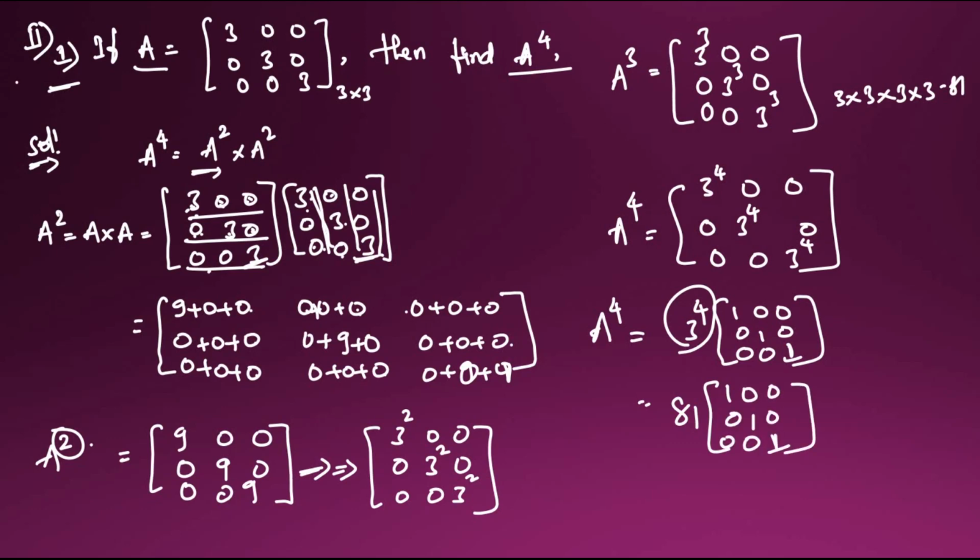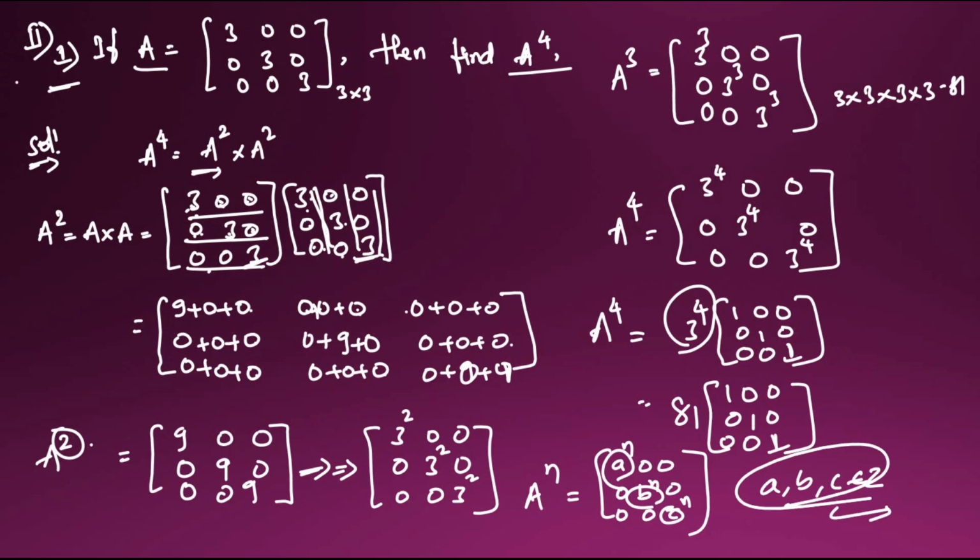From this we can write A power of n, if A is the diagonal matrix with a, b, c on the diagonal, as the diagonal matrix with a power of n, b power of n, c power of n. If I take any numbers a, b, c as integers, this will come here. So we can use this formula whenever the matrix has zeros everywhere except the diagonal. Therefore we can do it easily here. So this is the end of this first question.